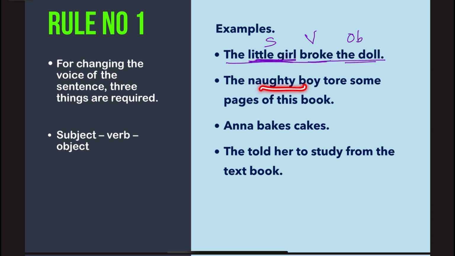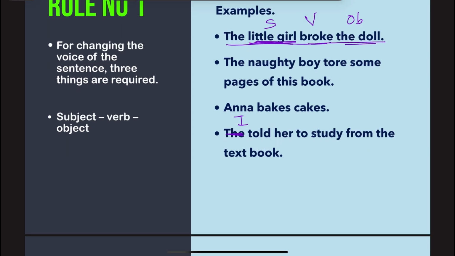The next one, the naughty boy tore some pages of this book. The naughty boy tore what? He tore some pages of the book. So the naughty boy is the subject, tore is the verb, and the object is some pages of the book. Now the object need not necessarily be a non-living thing just because we call it object. Sometimes it can be a pronoun also. I will give you an example of that also. The next one, Anna bakes cakes. Anna is the subject, bakes is the verb. She bakes what? Cakes. So this is the object.